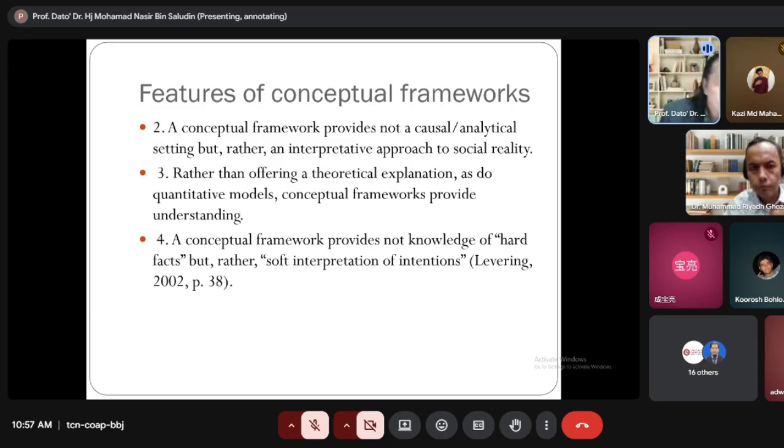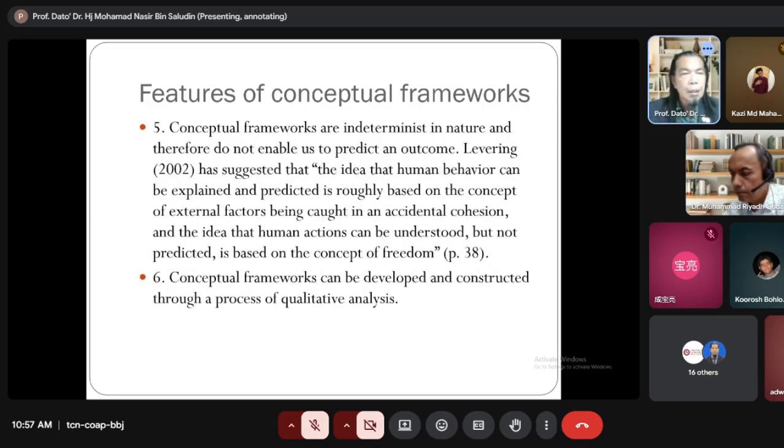Number two, a conceptual framework provides not a causal analytic setting, but rather an interpretive approach to social reality. Number three, rather than offering theoretical explanation, as do quantitative models, a conceptual framework provides understanding. Number four, a conceptual framework provides not knowledge of hard fact, but rather a soft interpretation of intentions. Number five, conceptual frameworks are interdeterminist in nature and therefore do not enable prediction of outcomes.